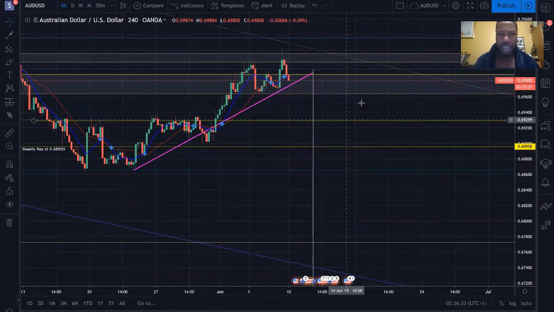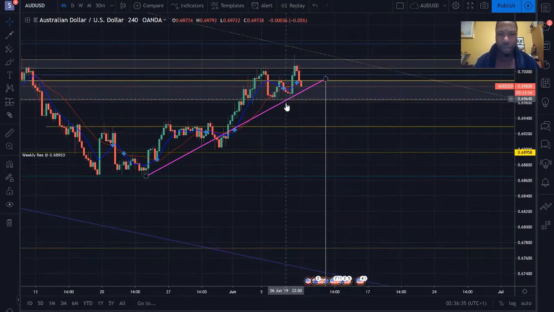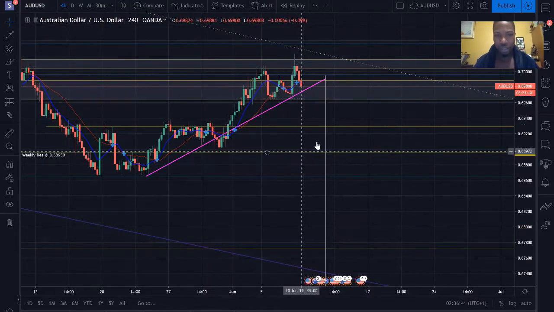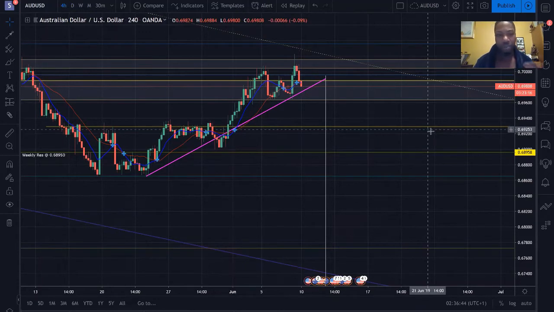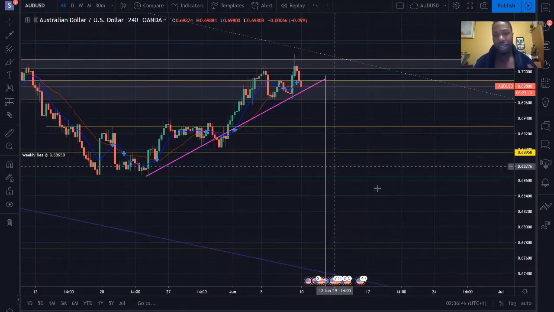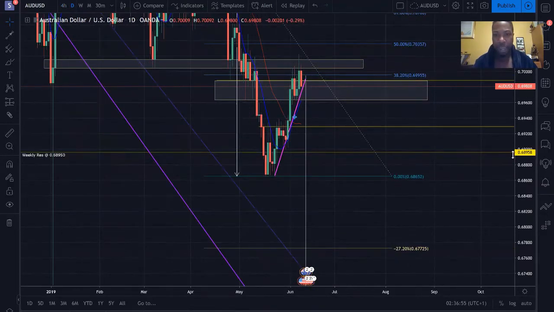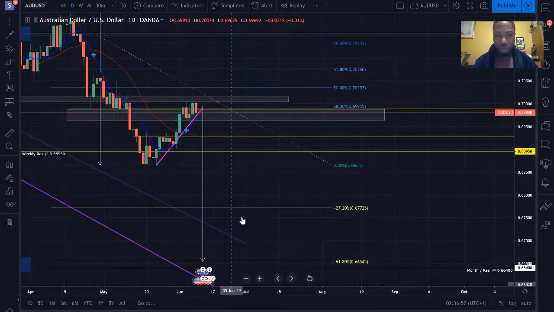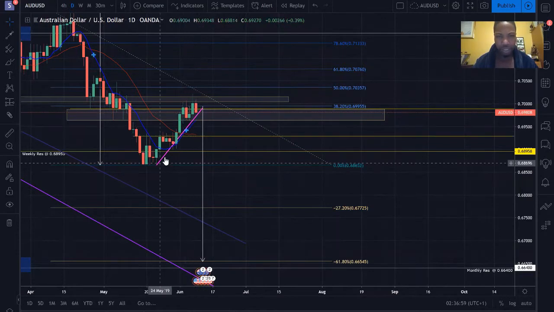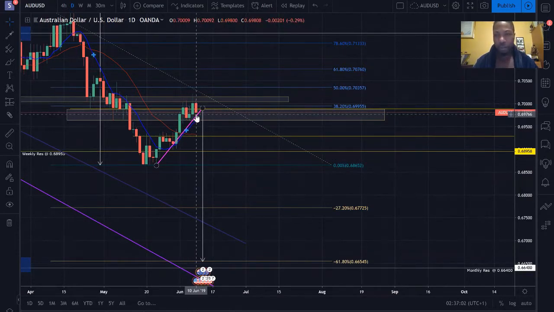For execution, what we can do is wait for a break and retest of our counter trend line here. We also have key areas of support and resistance that we can use for either profit taking on an intraday basis, or even some piggybacking. So that's Aussie dollar. Expecting bears, but be aware that we do have this counter trend line that we need to break before that's a confirmed movement.